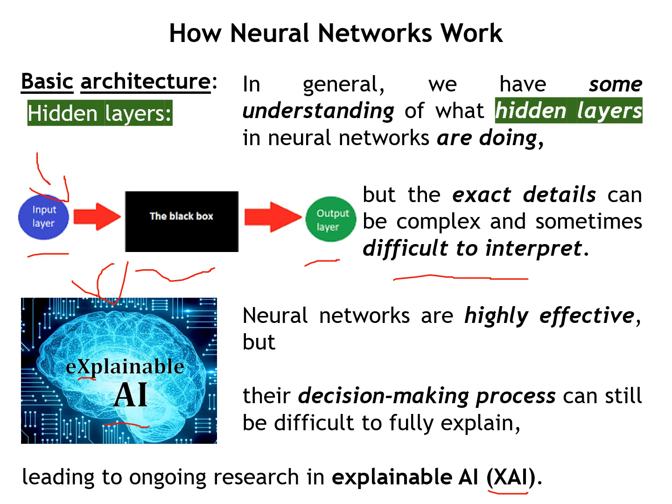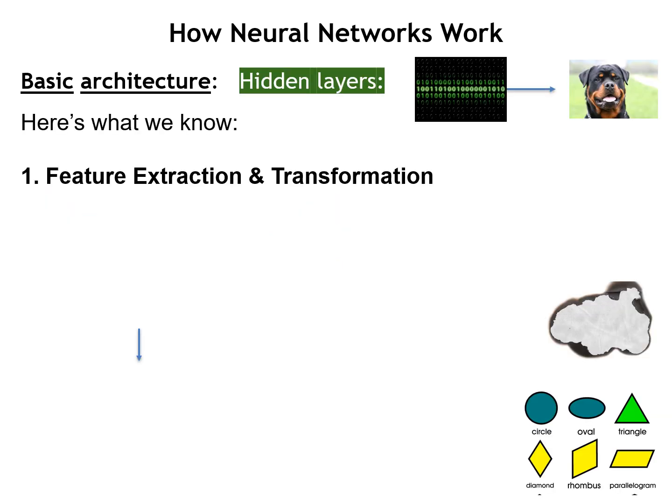Okay, so let me show you some examples. Here, I'm going to tell you more or less what we know that some hidden layers can do, in terms of image recognition. The big question is how we go from zeros and ones, what is happening with our input data, to be able to say that the output is a dog, a cat, or different figures.